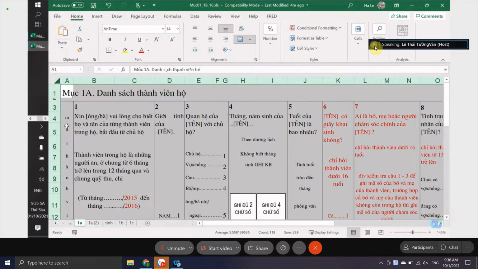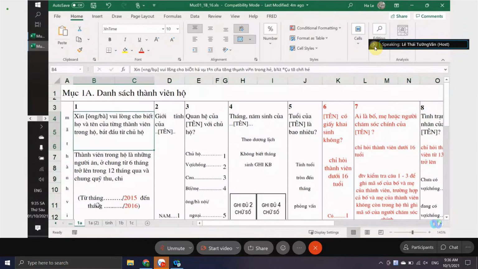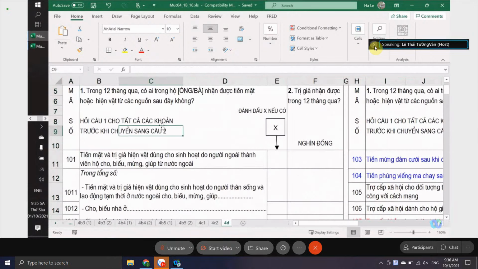So in this case, you may see that question 1 in section 4 is about your work. In the last 12 months, did any members of your family receive any payment, either monetary or in kind, from one of these activities?